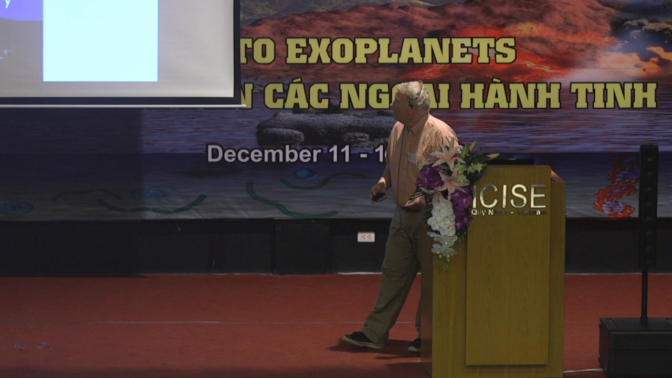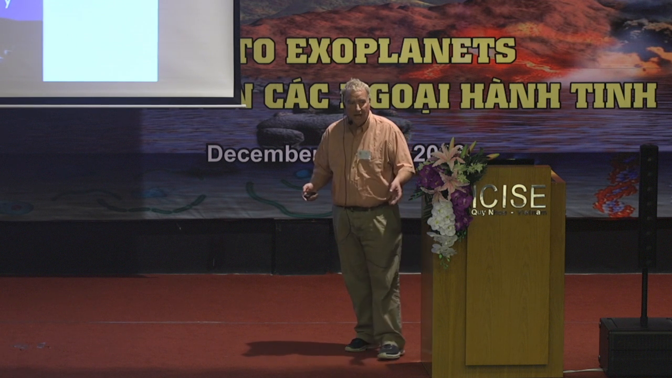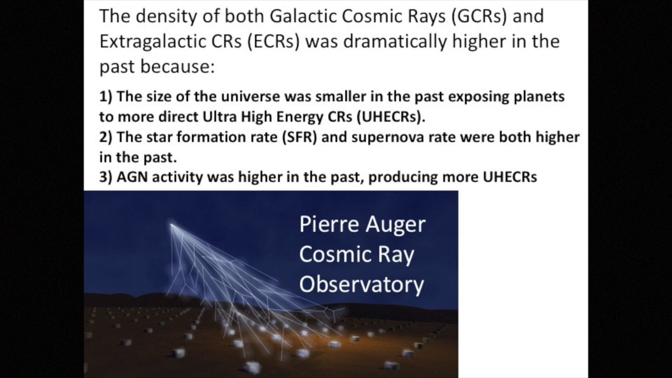The argument for that is that the density of both galactic cosmic rays and extragalactic cosmic rays was dramatically higher in the past for these reasons. First, the size of the universe is increasing, so it was much smaller in the past. This exposed planets to the cosmic rays, especially ultra high energy cosmic rays, which can leave the galaxy and penetrate our own, by a couple of orders of magnitude.